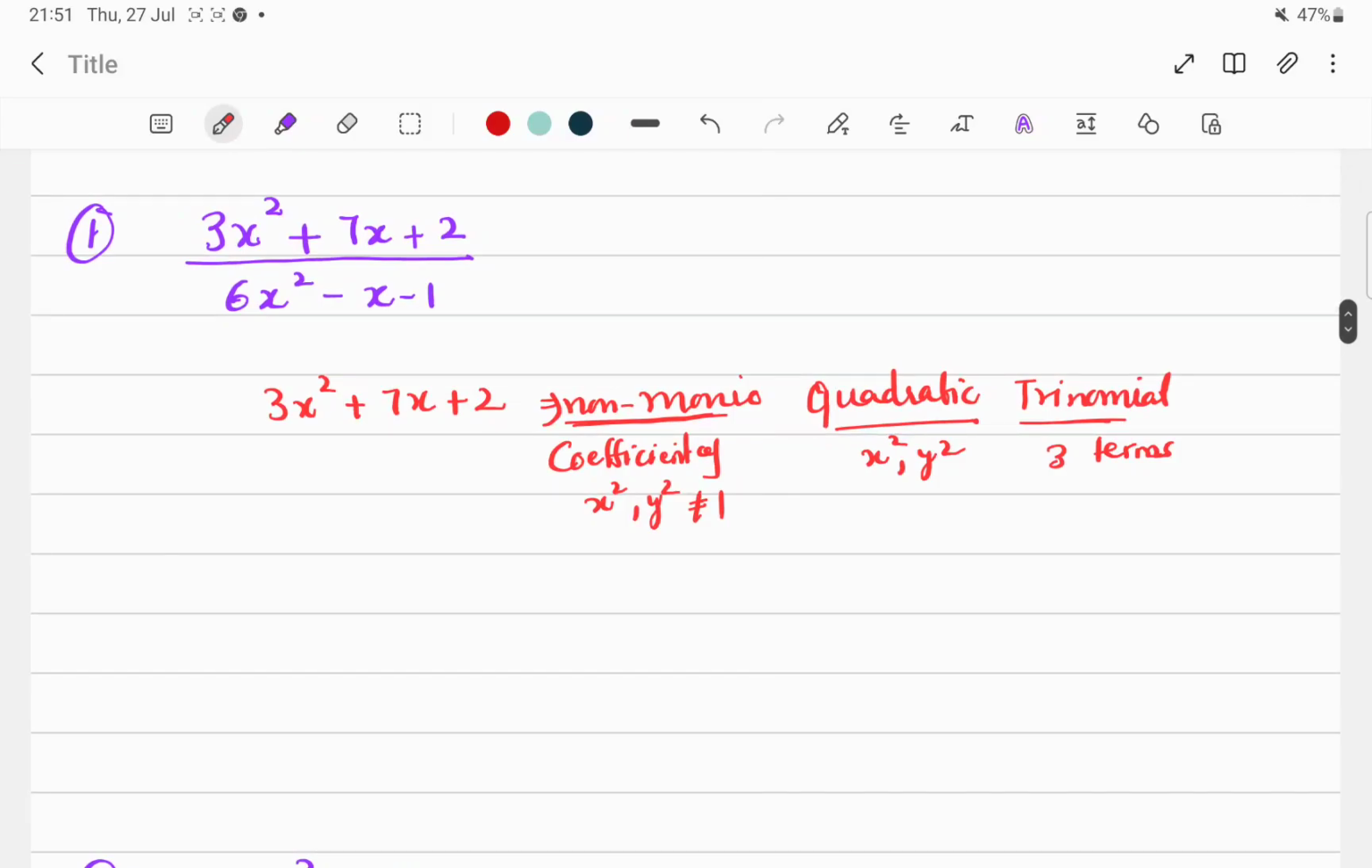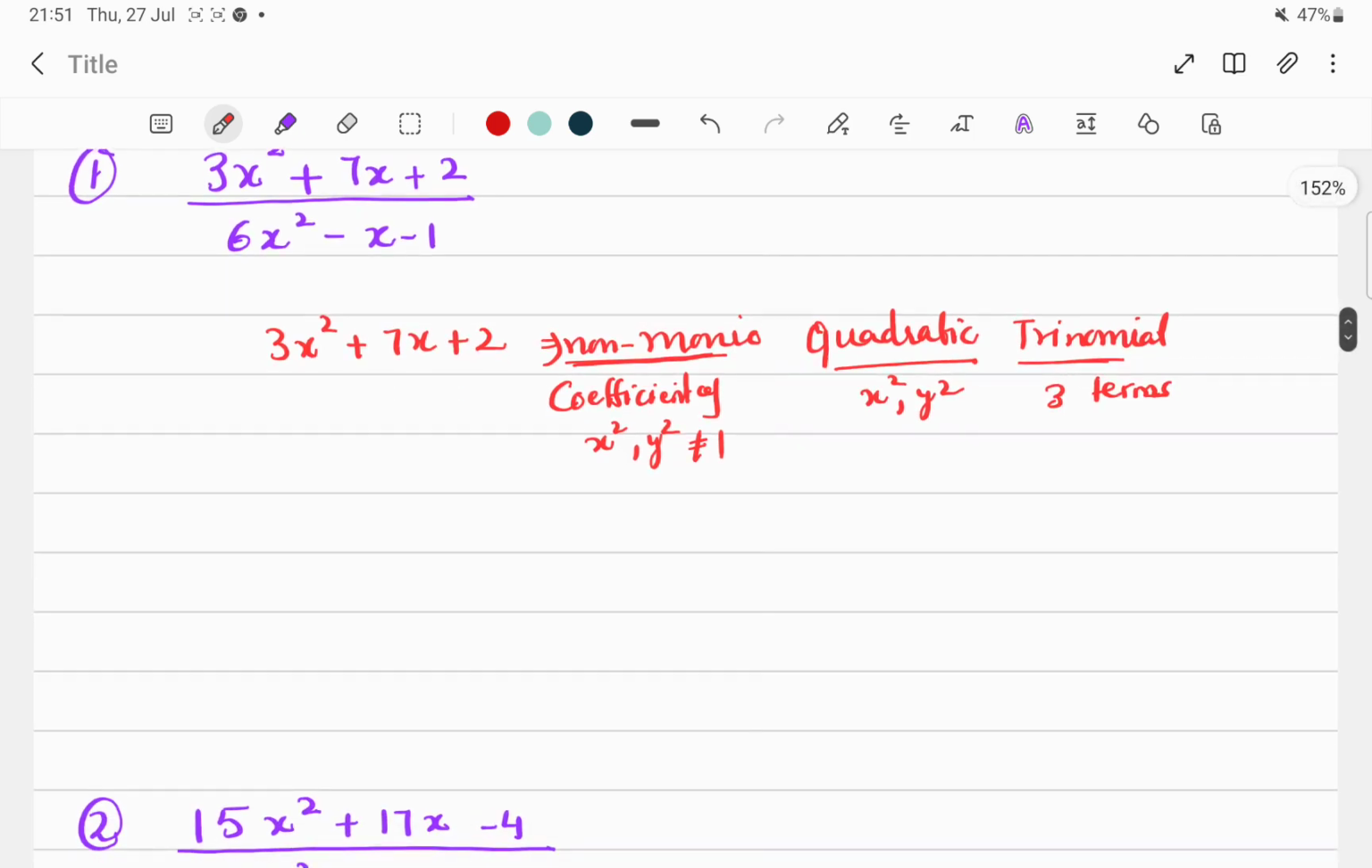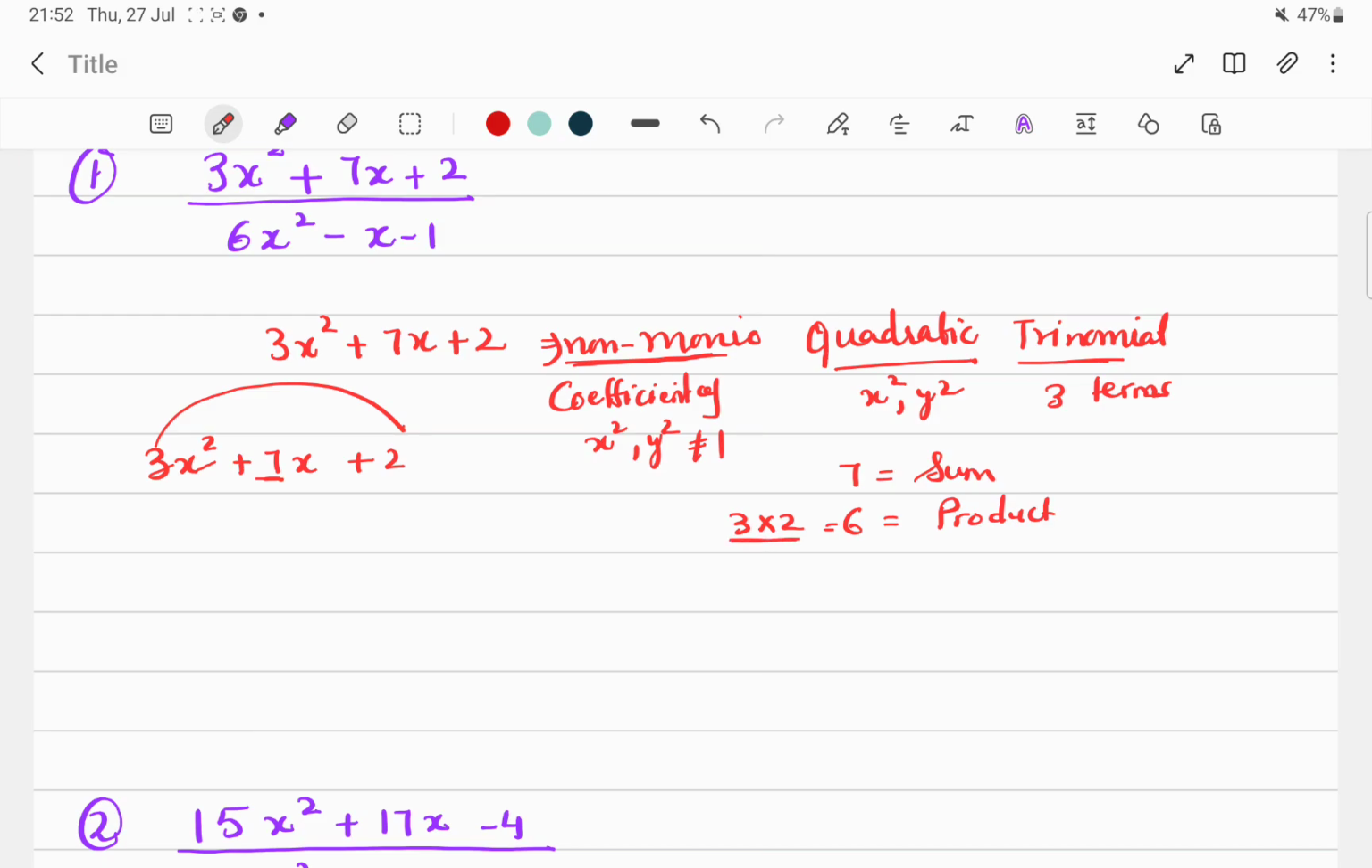In this case, we follow the process of factorization by splitting the middle term. So I will write the same thing, 3x squared plus 7x plus 2. This 7 is the sum, and the product is the multiplication of these two numbers, 3 times 2, which is 6. I write again here how I am getting this 6, that is 3 times 2. Because it is non-monic, the product will always be found by this method.